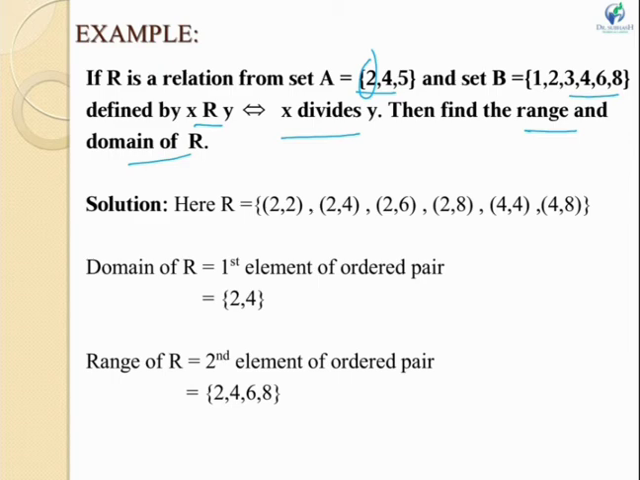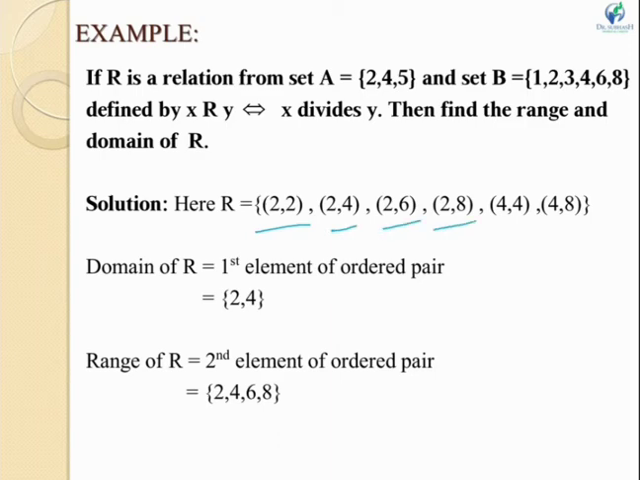You can take possible pairs 2 1, 2 2, 2 3, 2 4, 2 6 and 2 8. But we know that we cannot take all the pairs due to the given condition that x divides y. So the only possible pairs will be 2 2, 2 4, 2 6 and 2 8. Similarly, with 4 we can only take 4 4 and 4 8. For the element 5, you cannot take any element from set B because it will not satisfy this condition. So this is our final R.